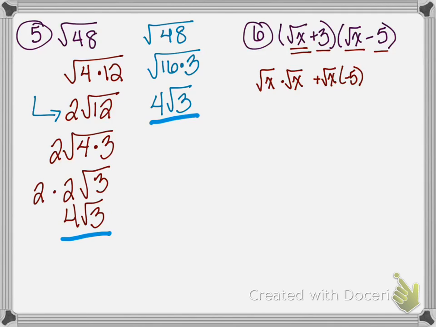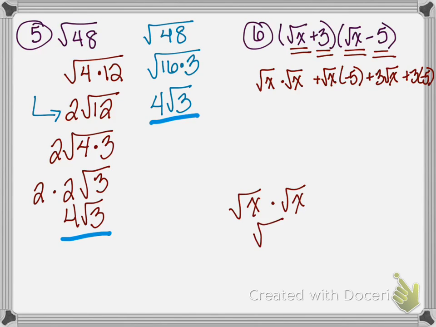Then I've got 3 times the square root of x. And I've got 3 times negative 5. Okay? Now I know that you might not write that out in the same way, and that's okay. The square root of x times the square root of x is the square root of x squared. What is the square root of x squared? X. Excellent. That's going to be x. So this is x right here.